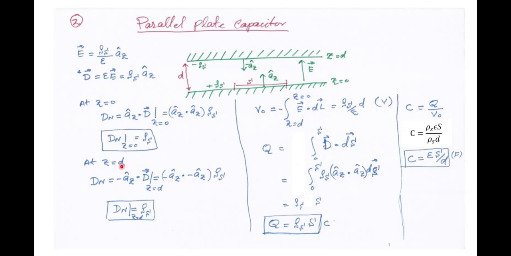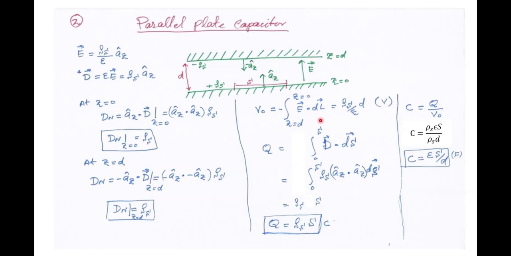At z equal to d, again apply the normal boundary condition, so D_N becomes equal to minus a_z dot the total D field. The total D field is basically equal to rho_s times a_z, and this is again directed towards the negative z axis, so that's why we put a negative sign with this expression. The dot product again produces that the normal component of D field is equal to surface charge density at z equal to d plane.